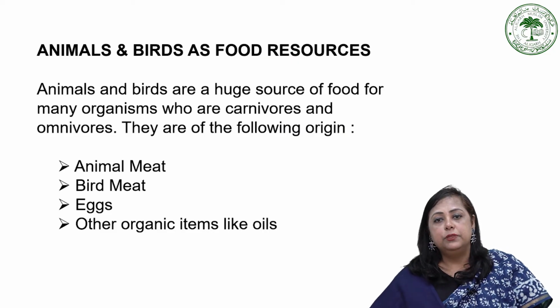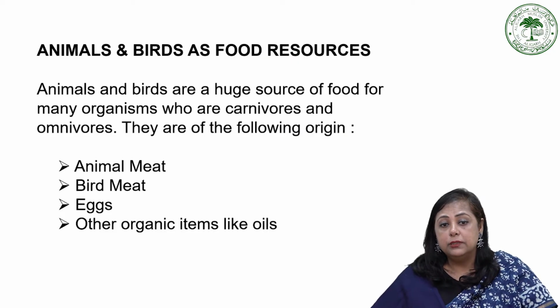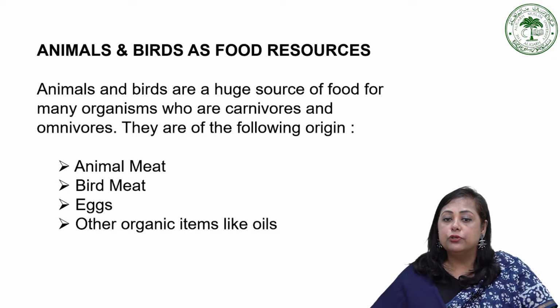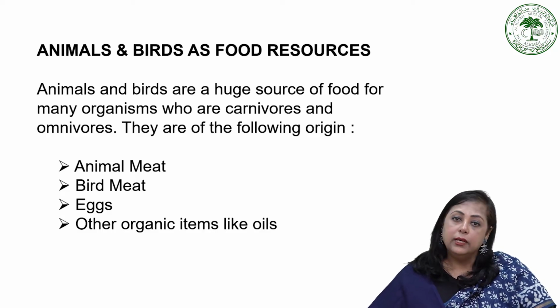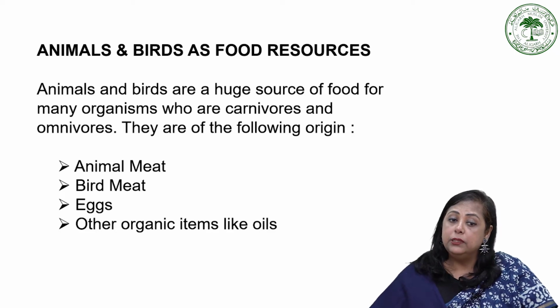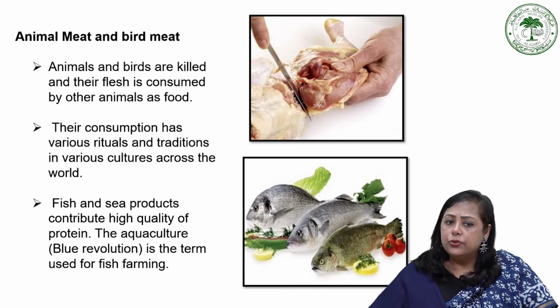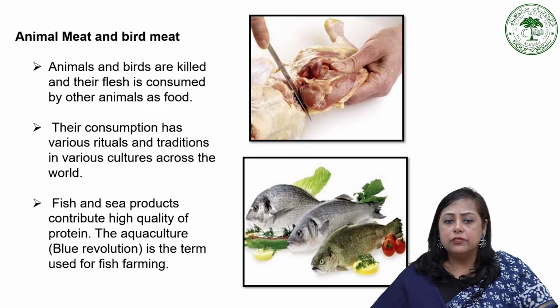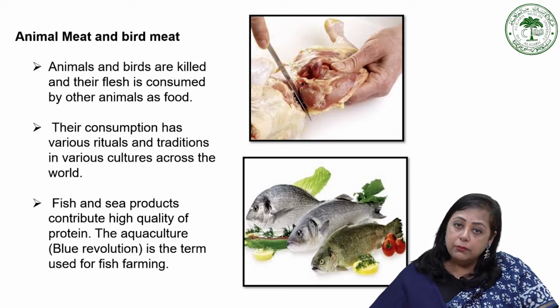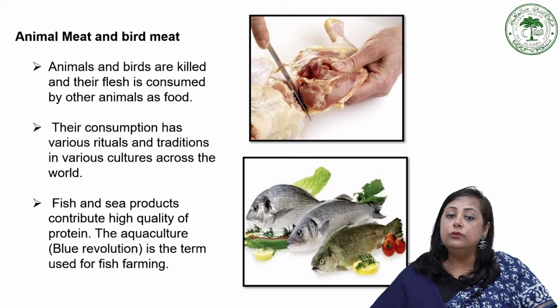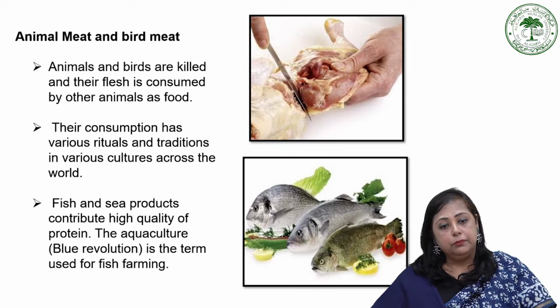Apart from vegetable plant material, we have animals and birds as food resources. Animals and birds are a huge source of food for many organisms who are carnivores and omnivores. They are of the following origin: animal meat, bird meat, eggs, other organic items like oils and all. So animals and birds are killed and their flesh is consumed by other animals as food. We also consume animal and bird meat.